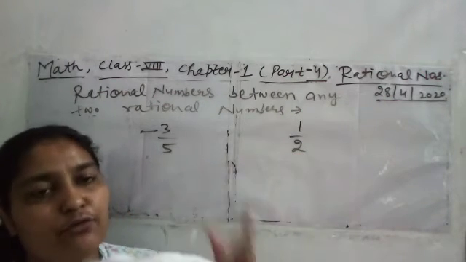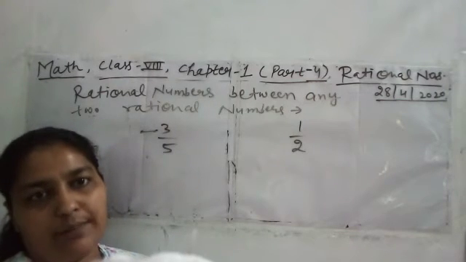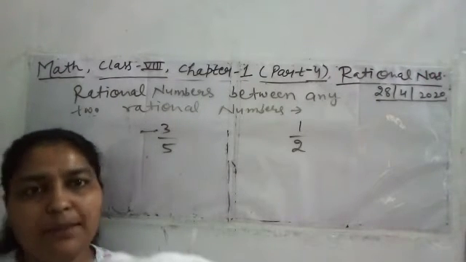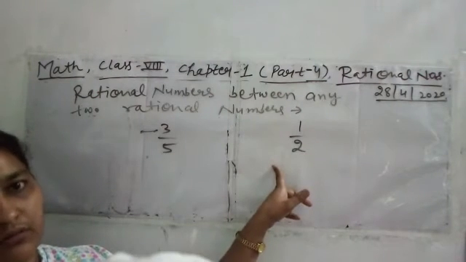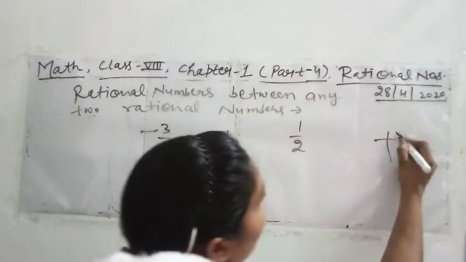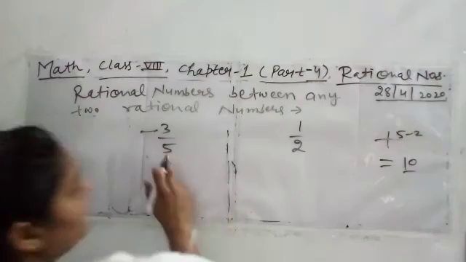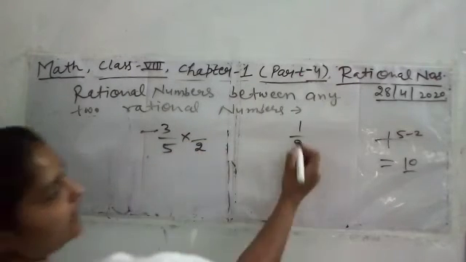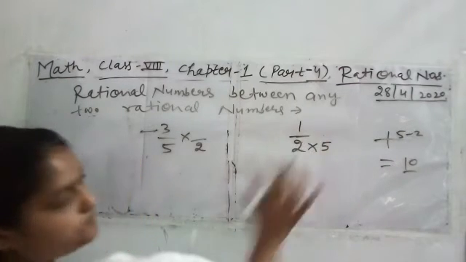For that you have to take the common multiple of 5 and 2, which means you have to take out the least common multiple, the LCM of 5 and 2. It will be 10. A common multiple means a number which is in the 5 table and also in the 2 table. So how will you make 10 here? You multiply it with 2. And how will you make 10 here? You multiply it with 5.